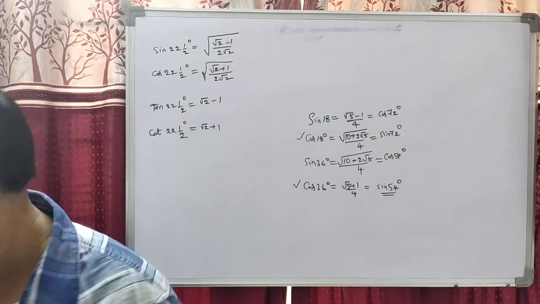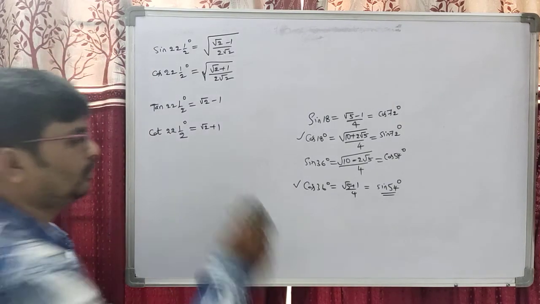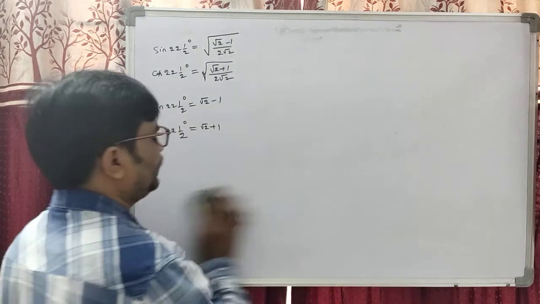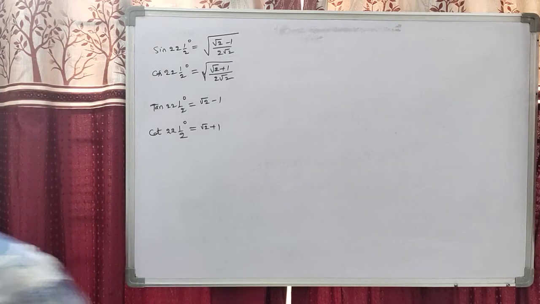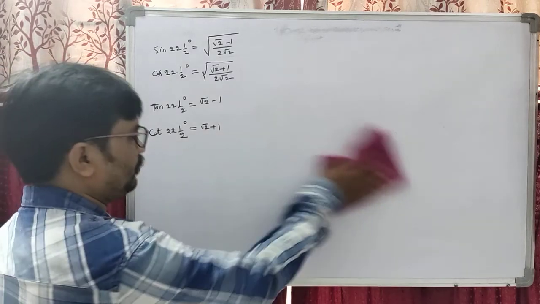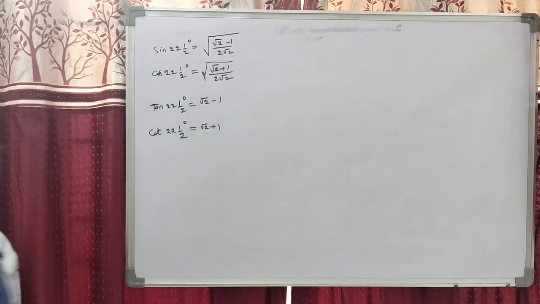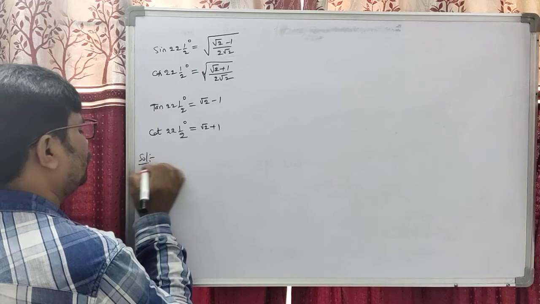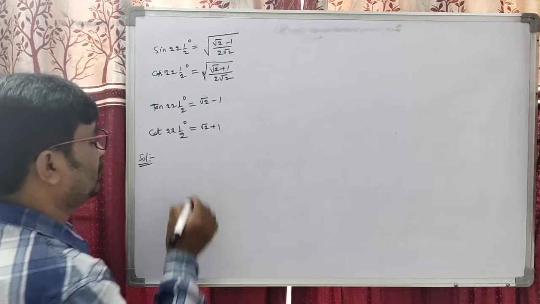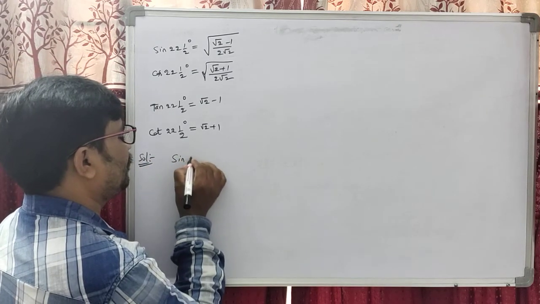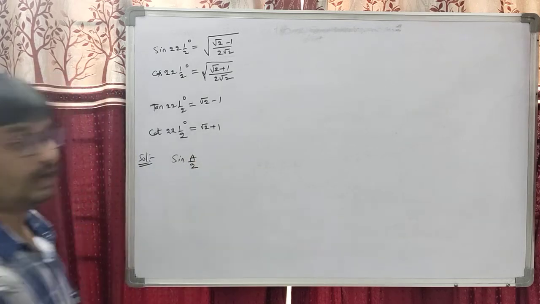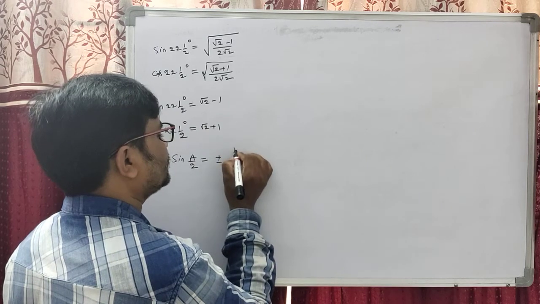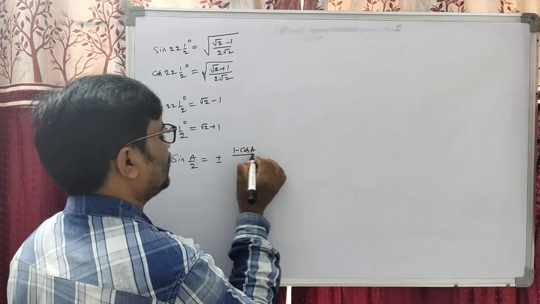My dear students, how to find this one? So here I already explained the formulas of sin A/2, cos A/2, tan A/2 in terms of cos A. Okay students, how can you explain? We have to know that, dear students, the formula of sin A/2 is equal to plus or minus root of (1 minus cos A)/2.